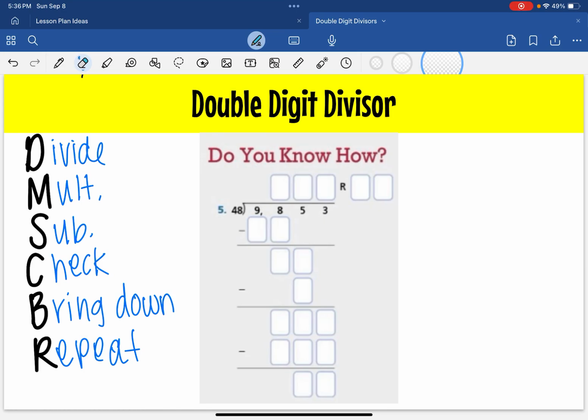Hey guys, today we're going to divide by a double-digit divisor. So I already wrote my steps, and how you can memorize those steps I have in my previous video.